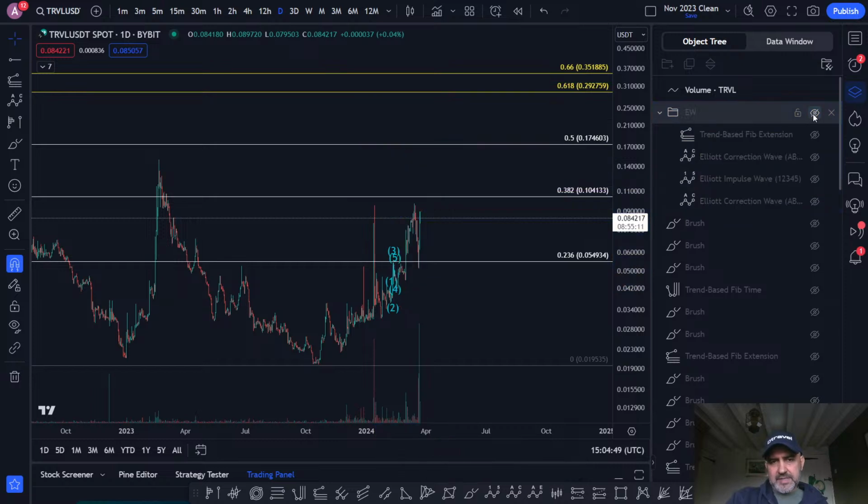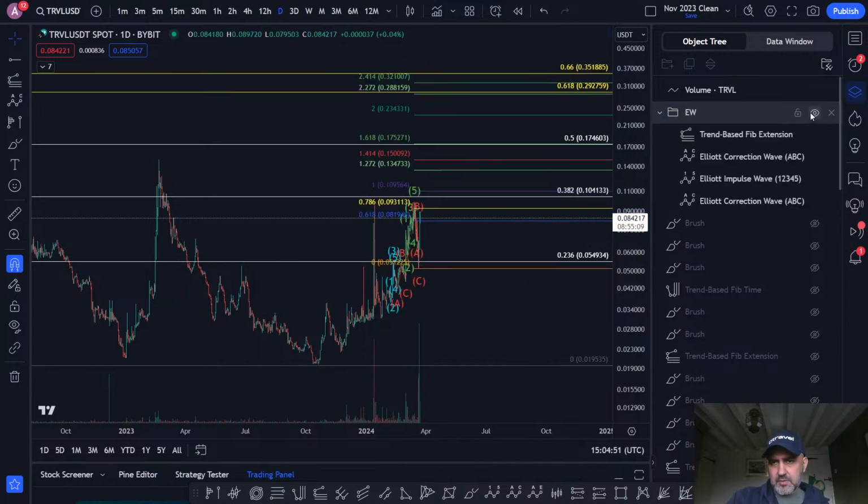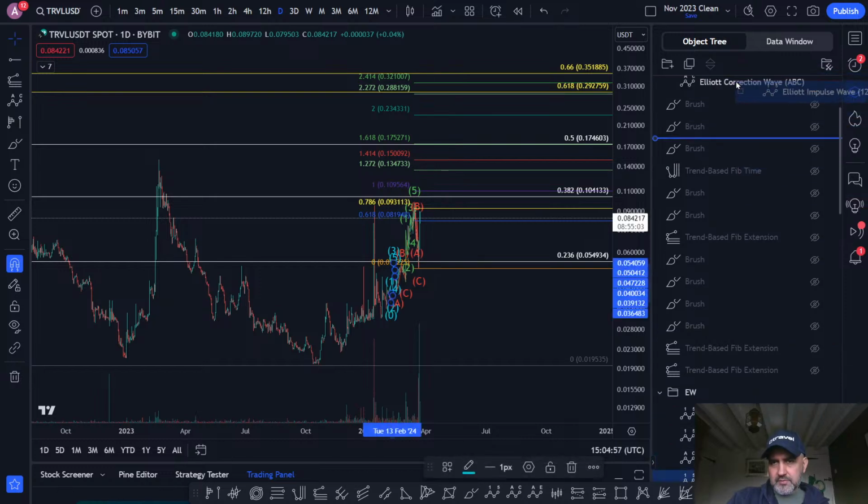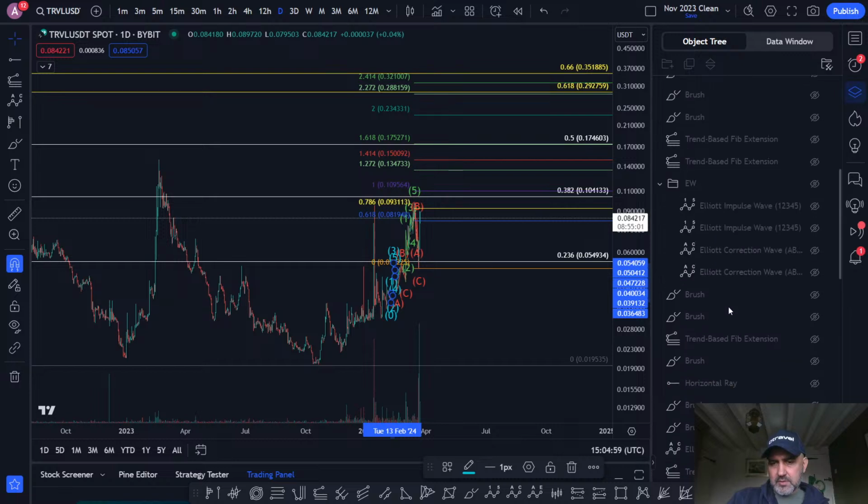I'll just hide that for a second and I'll show you the indicator. Oh, I've got you here. Okay, so I've done it. I've just redone it again. That's fine. I can just delete that.